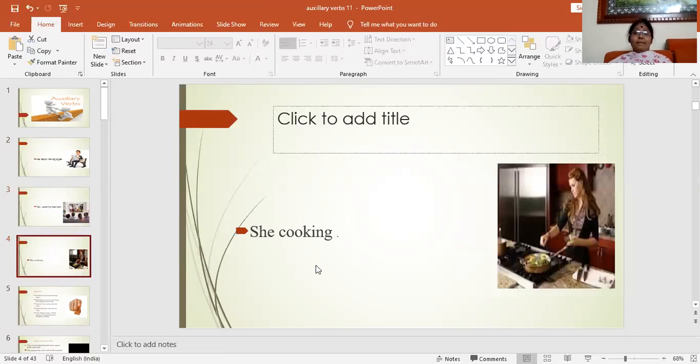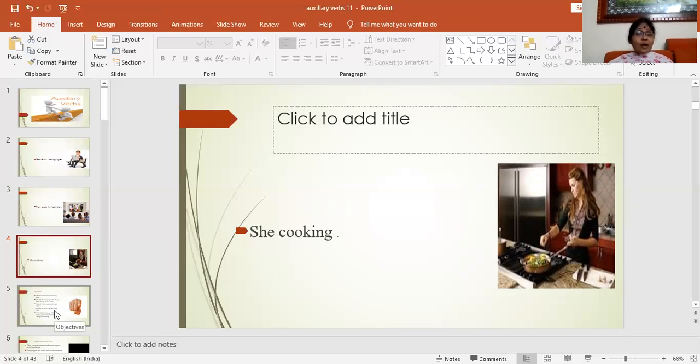Now let us look at this pic. "She cooking." Now here also we do not know whether the action is done or whether it will take place. So we need something else over here to complete the sentence, right? And that word which we insert to complete the sentence helps the sentence in giving a definite meaning, right? So those words are called auxiliary verbs or helping verbs, right?